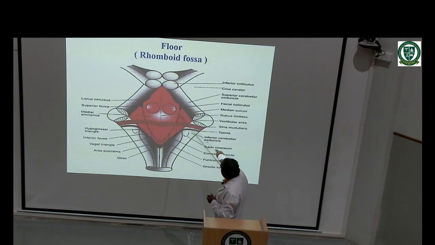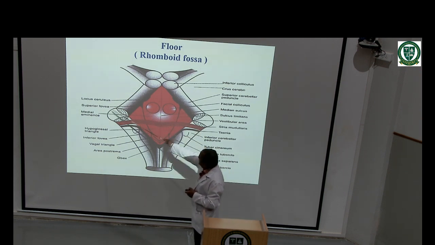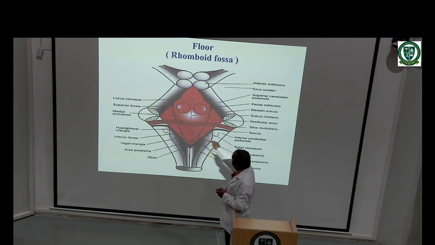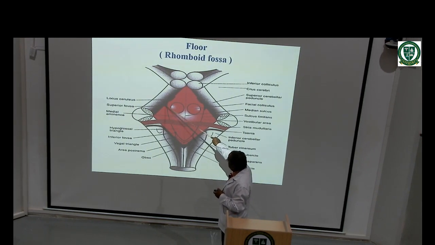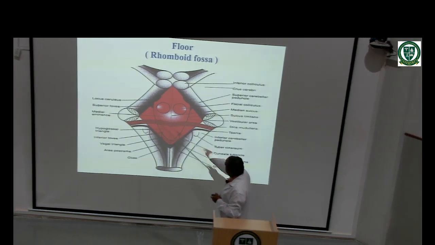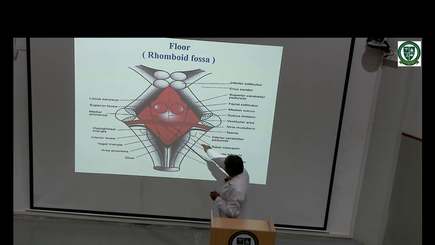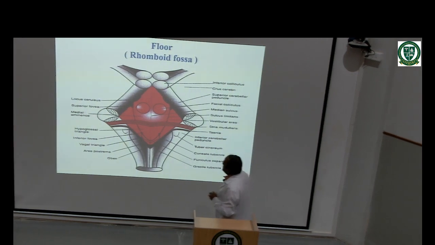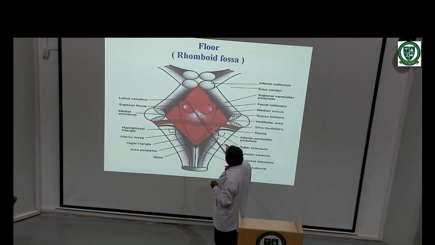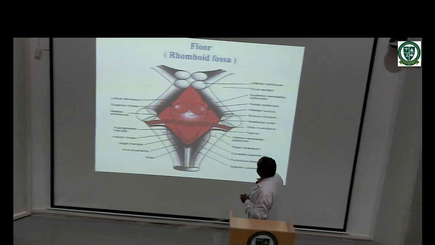At the upper end of the sulcus limitans, there is a triangular depression. This is called the superior fovea, at the upper end of the sulcus limitans. This superior fovea touches the superior cerebellar peduncle. And just below the superior cerebellar peduncle, there is a small pigmented area. That is called the locus ceruleus.